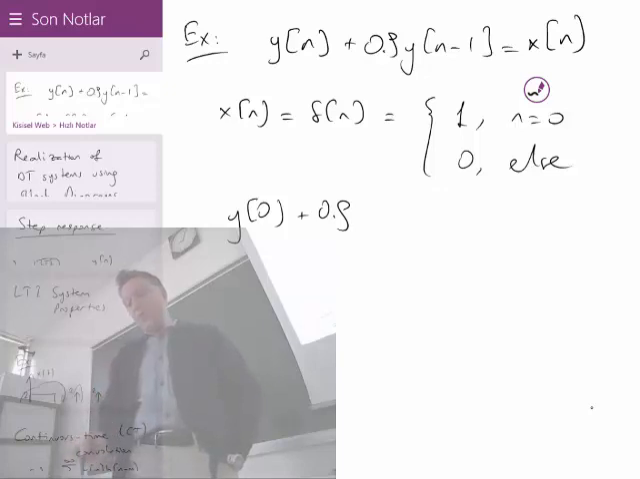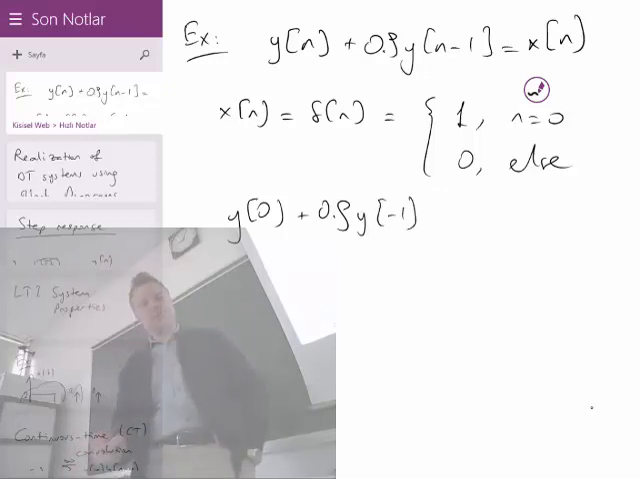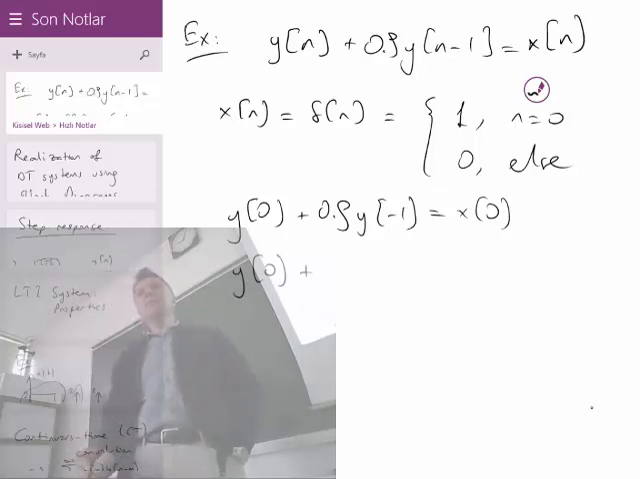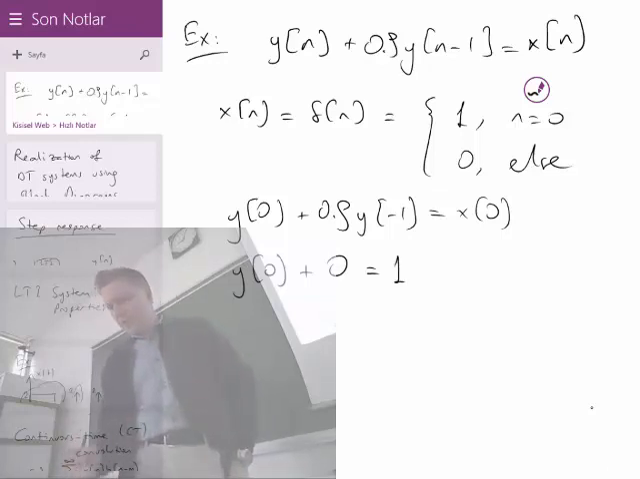y[0] plus 0.9 times y[n minus 1] when n is equal to 0, that is y[minus 1], is equal to x[0]. y[0] is what we are looking for, plus what is y[minus 1]? 0, because it's causal. Before 0, nothing was there. So plus 0 is equal to, what is x[0]? That's an impulse at n equal to 0, which is 1. Which gives us the equation y[0] is equal to 1.